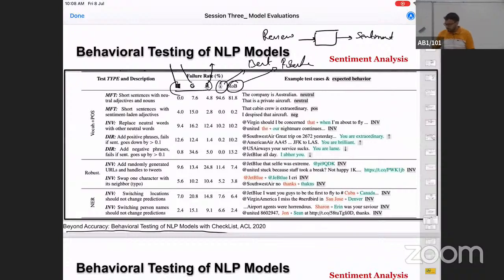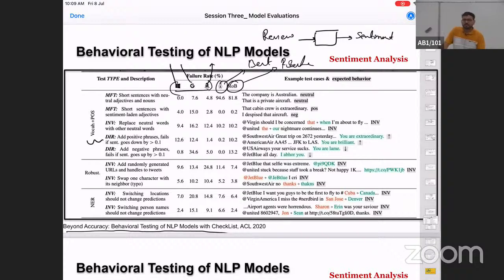Now what they are saying is that instead of just computing the accuracy of these models, we will first of all identify some capabilities that, in ideal scenarios, a model should have. These are linguistic capabilities. One linguistic capability of any NLP model should be that it has a very good vocabulary, meaning it should be able to understand the words that are going to come as an input to that model.